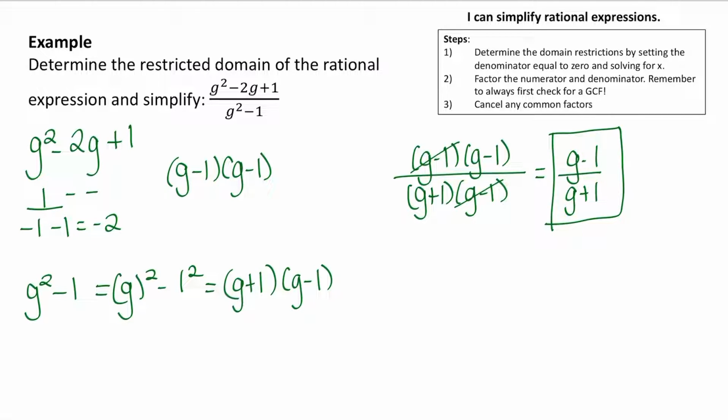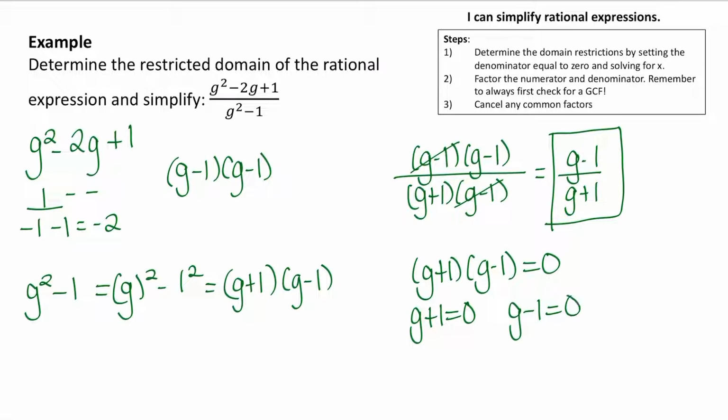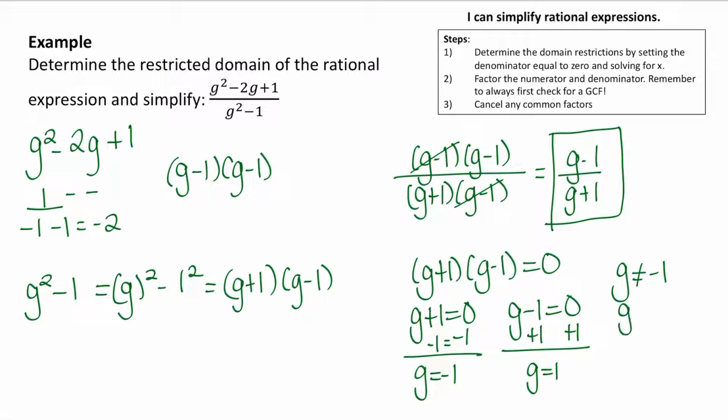Remember, in order to figure out what the domain restrictions are, we're going to set the denominator equal to 0 and solve. So our denominator is g plus 1 times g minus 1 equals 0. So that means that g plus 1 equals 0 or g minus 1 equals 0. So we can subtract 1 from both sides. So that tells us that g equals negative 1. And then we add 1 to both sides, which tells us that g equals 1. So that means that those are our two restrictions. g does not equal negative 1 and g does not equal 1.